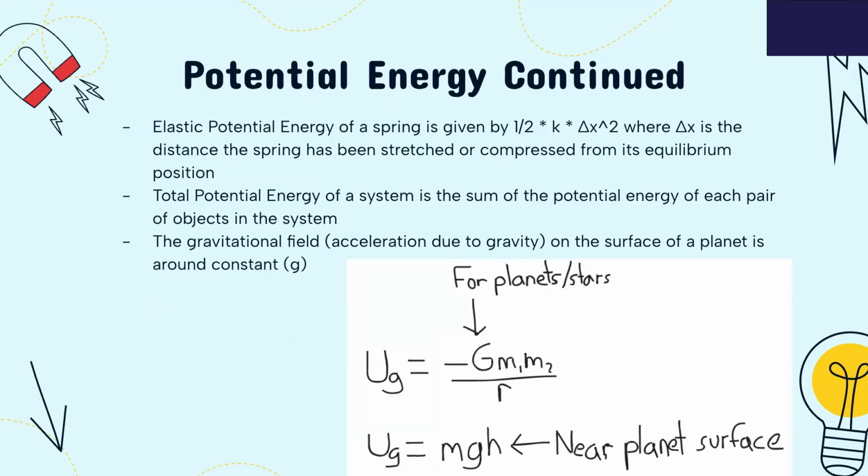Note that the gravitational field, the acceleration due to gravity, on the surface of a planet, if we assume it to be around constant, is equal to g, 9.8 meters per second squared. But for planets and stars, we don't use that g. Instead, we use this equation. You can get this by doing the integral of the force of gravity, which we showed earlier. Essentially it's equal to minus big G m1 m2 over r for planets and stars in space. But for objects near the surface of a planet, it's equal to mgh, where h is the height above the ground.